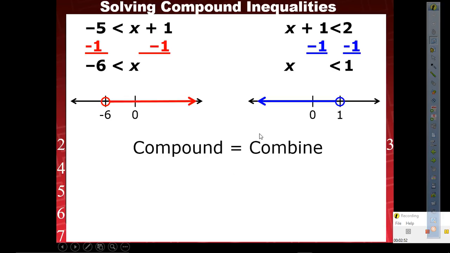So look up, please. Look what I'm going to do. Who noticed that the right side of this inequality is the same as the left side of this inequality? You guys notice that? x plus 1, x plus 1. You see that? So now check this out. I'm going to combine this one with this one.